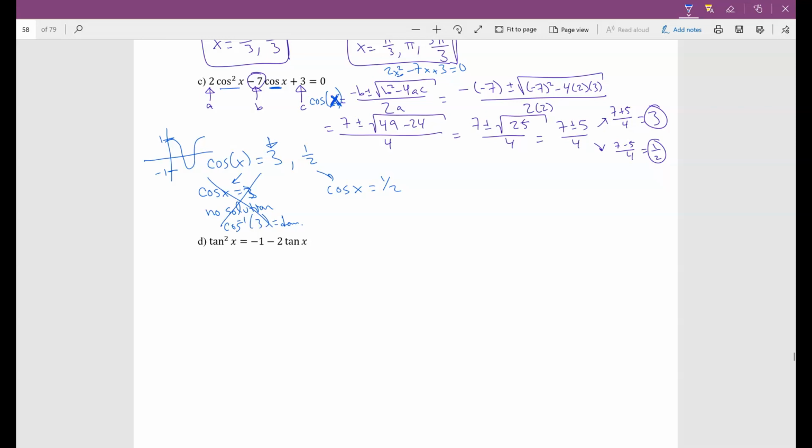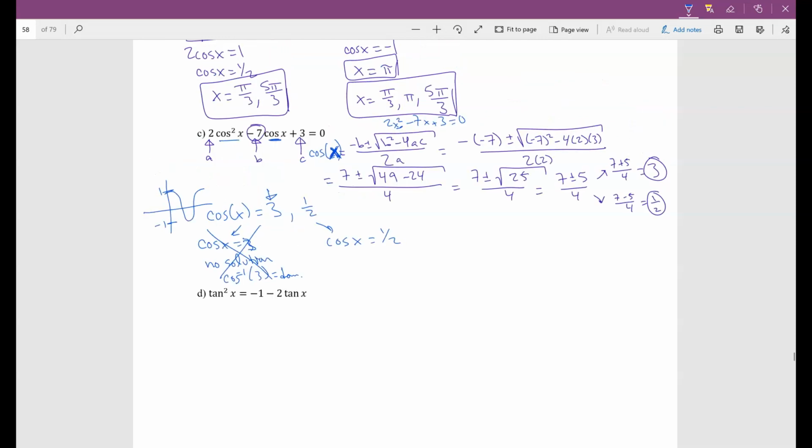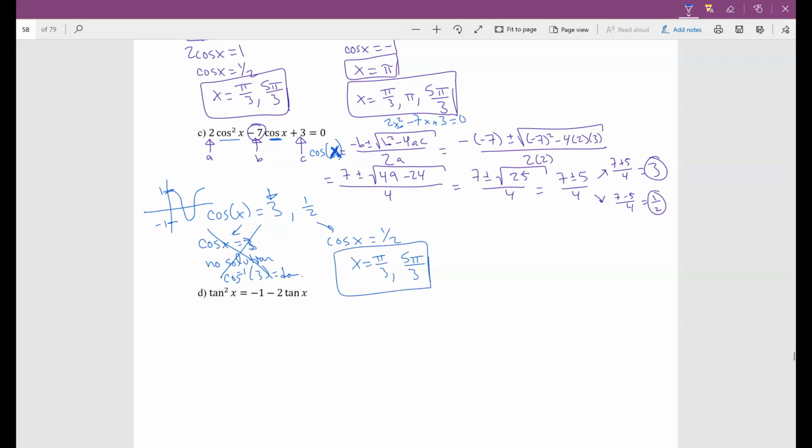Okay, cosine of x equals 1/2. Well, I feel like we've been doing this way too much. So cosine of x equals 1/2 is just x equals pi over 3 and 5 pi over 3. So that's my solution for that one.